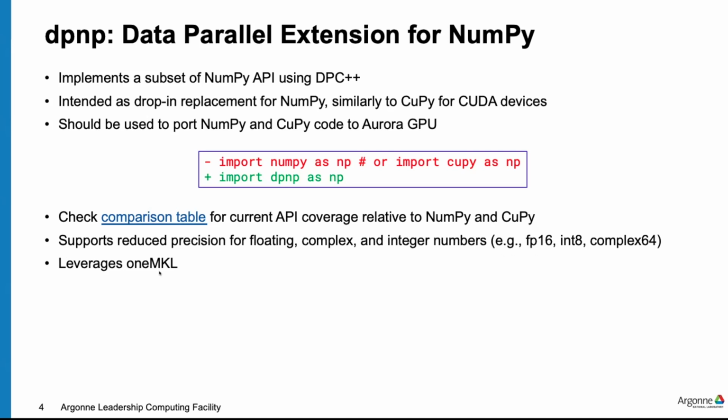And then lastly, keep in mind that it does use oneMKL in the background when it can. And so, for example, matmult computation with DPNP is actually very efficient on the Intel GPUs because it does leverage oneMKL.